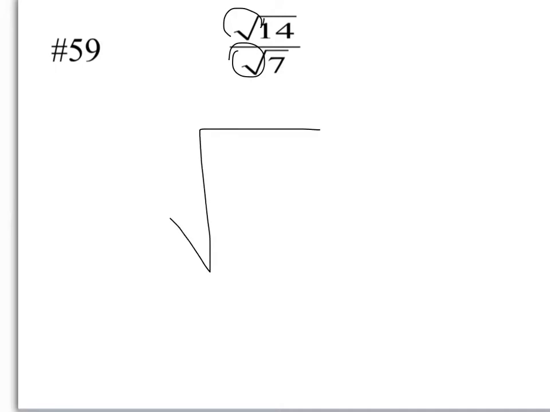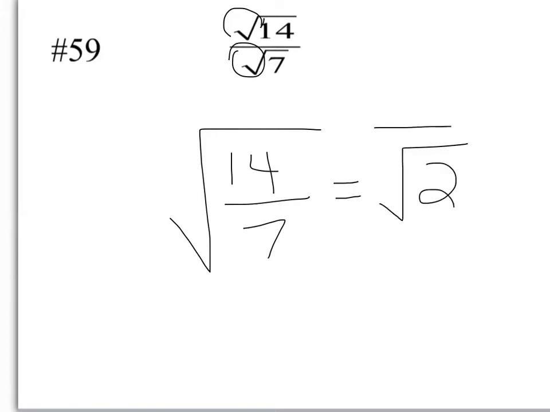So I'm going to make one radical, and I'm going to put 14 over 7 underneath it. Now, the reason we would do this is because we know that 14 divided by 7 is 2. And so then we can simplify this to the square root of 2. And that's our answer.